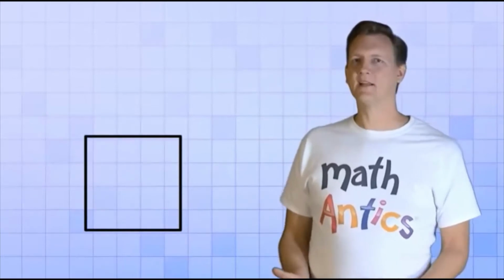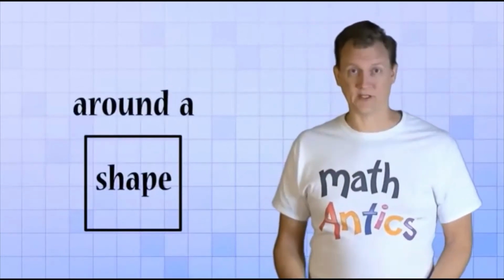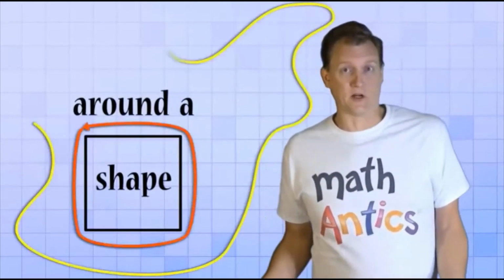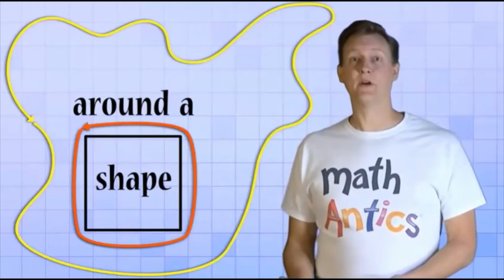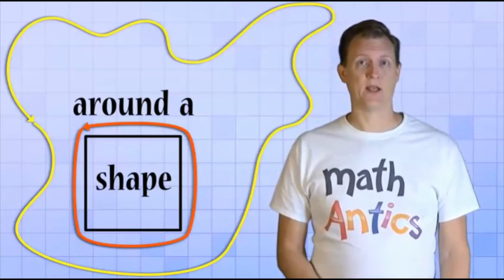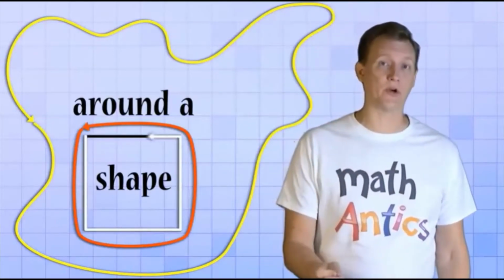Okay, but what exactly do we mean by around a shape? Seems like there would be a lot of different ways to go around a shape. Some of them would be short, and some of them would be very long. Well, perimeter means the absolute shortest distance possible around a shape. That would be the distance you'd get if you trace the path exactly around the border or edge of a shape.